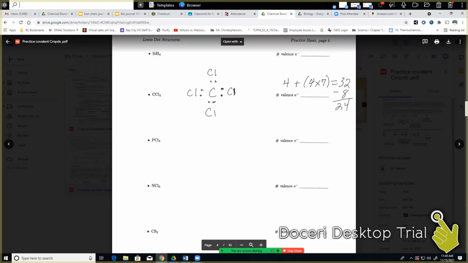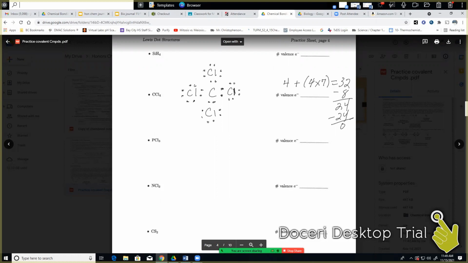So that means each one's going to need 6. 2, 4, 6. 2, 4, 6. 2, 4, 6. And 2, 4, 6. So I put 6 electrons around 4 atoms, so that would be 24. So that's all the electrons I have. Does everything have a valence now? Yes, it does. Everything's good.